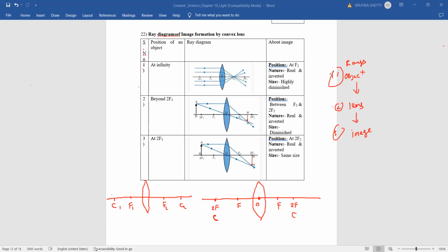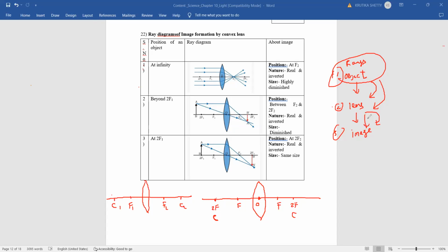Whatever rays are there, they will be coming from the objects. These are called the incident rays, and these rays come from the object and fall on the lens. After they fall on the lens, they undergo refraction, and they form the image.